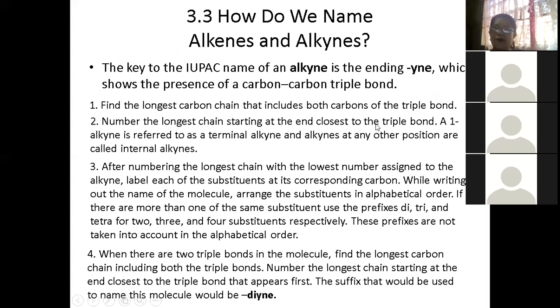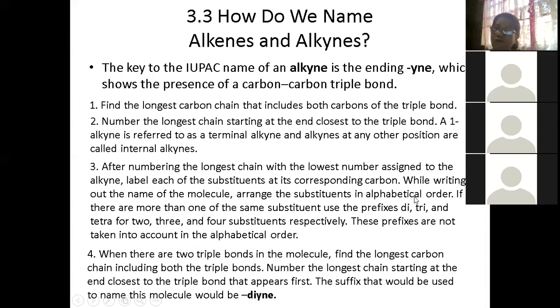So, how are you going to name alkynes? Again, using an IUPAC name. The alkyne will end with -yne. The process is the same. You look for the triple bond. That is where you will start your carbon 1, at the nearest triple bond. The longest chain is numbered starting at the end closest to the triple bond. A 1-alkyne is referred to as a terminal alkyne.